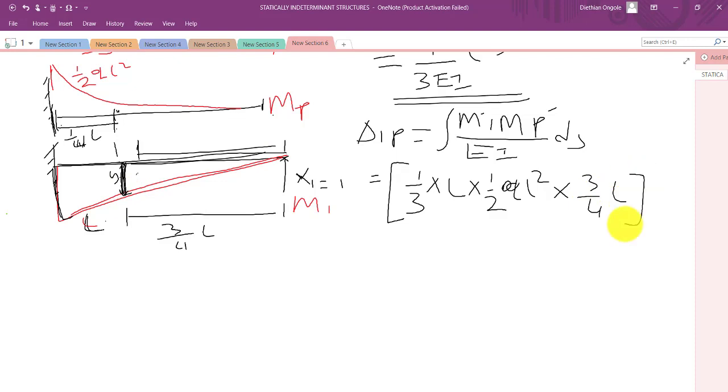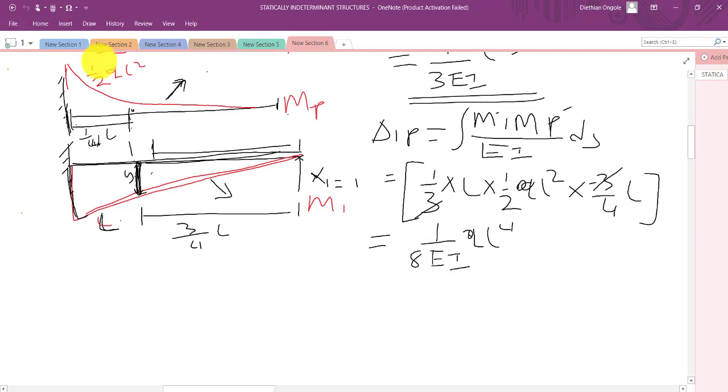Then we have to take note of the signs. When we look at these two shapes, on this diagram the tension side is up, while on this one here the tension side is down. Therefore, we need to have a negative sign here. So let's see what we get. This one cancels with this. Then we have our answer being equivalent to 1 over 8 EI qL power 4, with a negative sign at this point here.